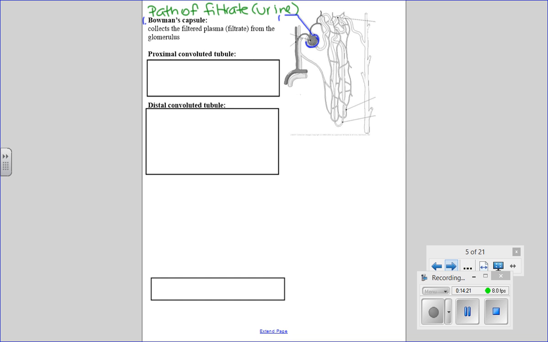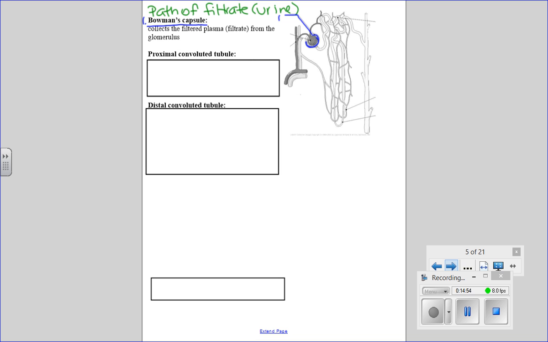So what is its job? It collects the filtered plasma, so the filtrate, from the glomerulus. This is the first spot that what will eventually be your urine is actually inside a tube in your kidney instead of in your blood. This is the transfer point. So if I ask a path of filtrate or a path of urine question, Bowman's capsule is always the starting point. It's always number 1.